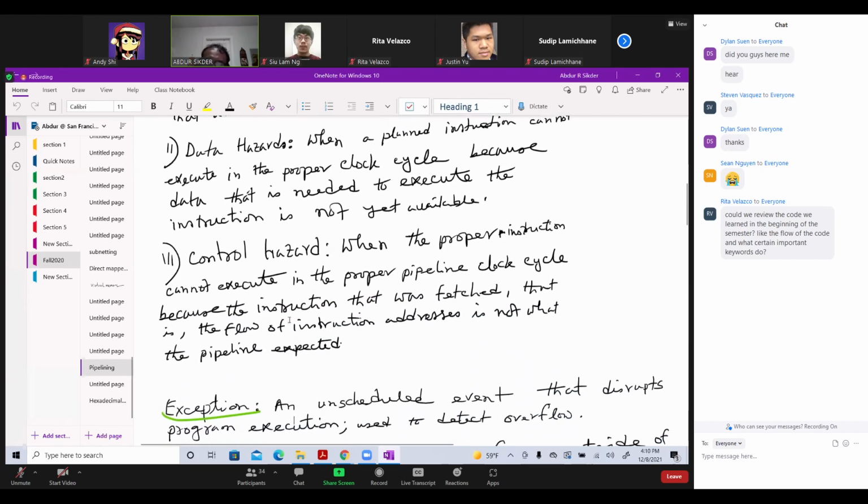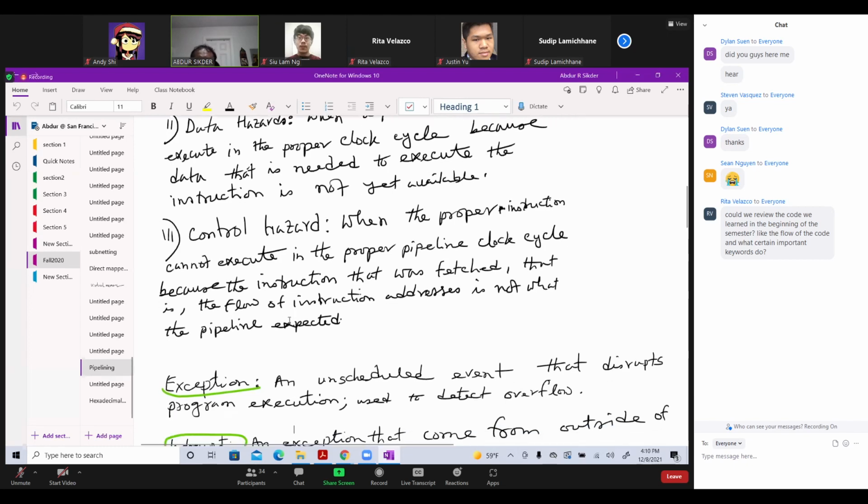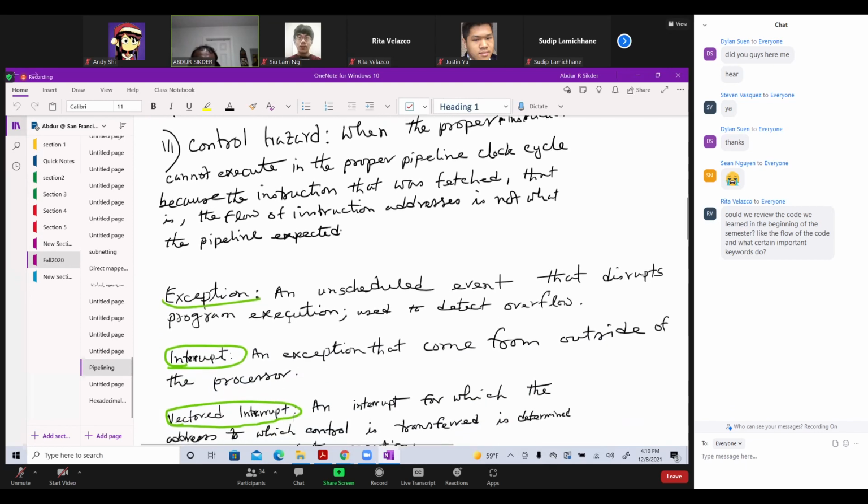When the instruction cannot execute in the proper pipeline clock cycle because the instruction that was fetched, that is, the flow of instruction addresses, is not what the pipeline expected. So you're expecting some results from some other calculation, but it is not coming. Something else came, but you can't do anything with that. So you have to wait. That kind of hazard is control hazard. So that's very important on these 3 hazards, and you may expect some questions from there, probably.